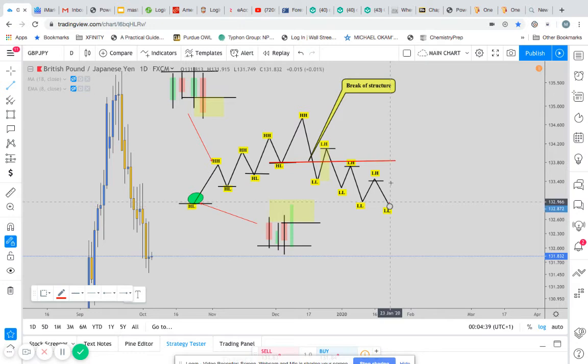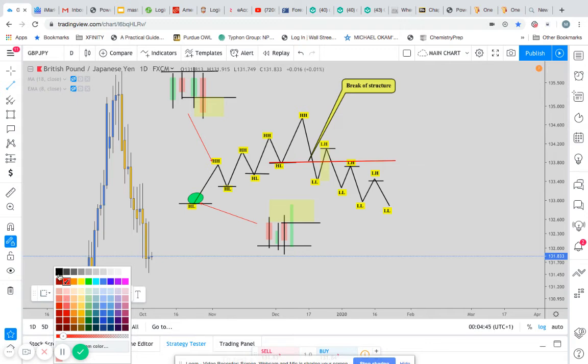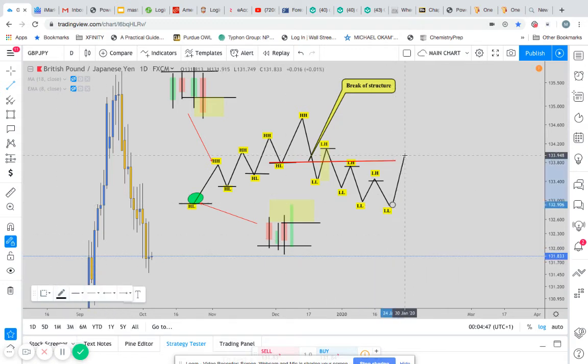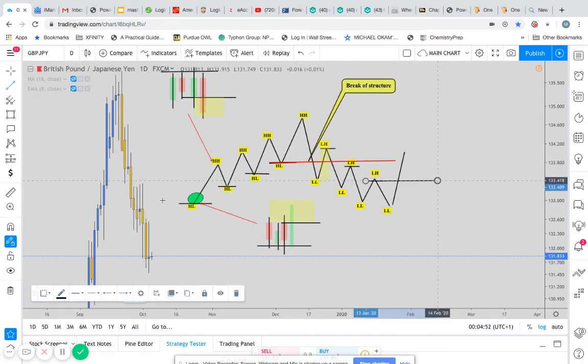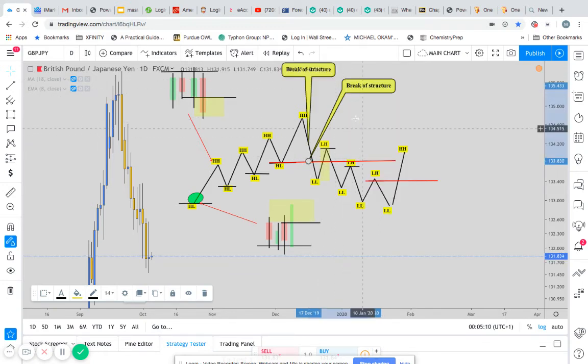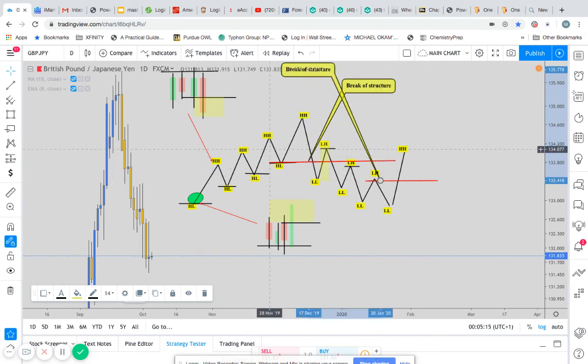On a downtrend, anytime the next high breaks the lower high, right here, structure is broken. So on a downtrend, anytime the next high position breaks the previous lower high, structure is broken. I hope you guys are following me, okay? Structure is broken right here.